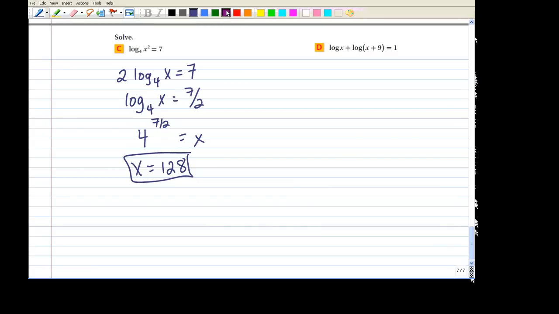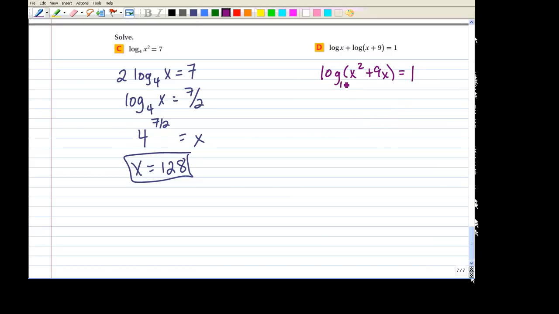And last one, log of x plus log of x plus 9 equals 1. So, different choices here. I've got addition of logs, so I could combine them by multiplying. I could raise them to whichever power matches my base. Really, you have choices here. I'm going to start out by multiplying these together. So I have log of x times x plus 9 is x squared plus 9x.